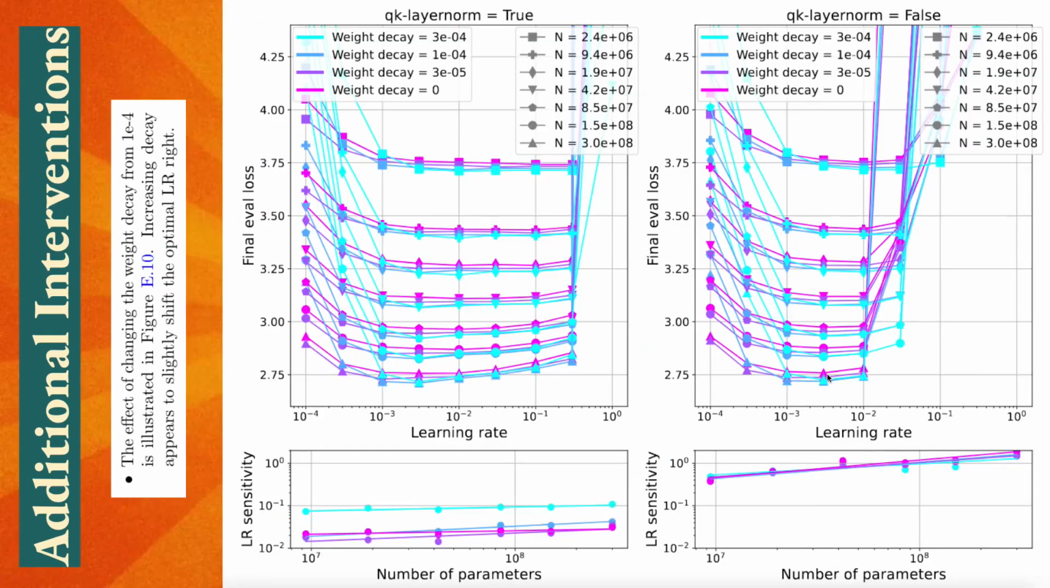Here they tried different values of weight decay. And again, it's not insignificant in this case. There's 1 order of magnitude difference in the learning rate, but it's not as significant as some of the other ones that we've seen. For example, again, with QK-layernorm not being involved, we see a lot more instability, especially at higher learning rates. And we see that the range of learning rates that provide stable training and a low loss is much narrower than when you do have QK-layernorm.